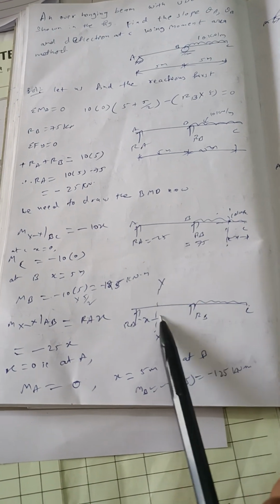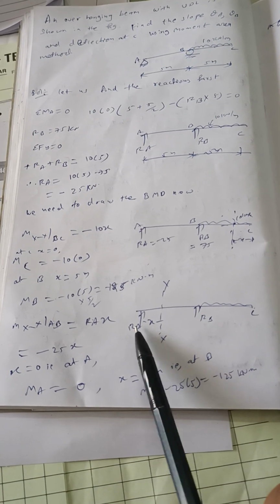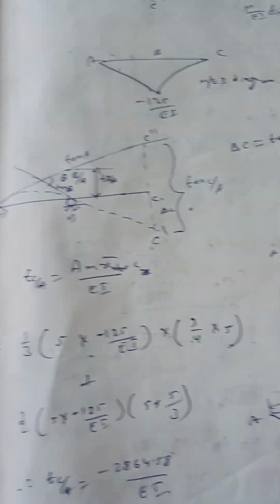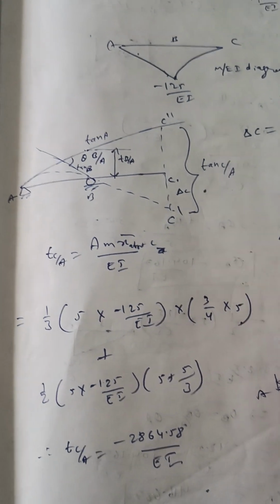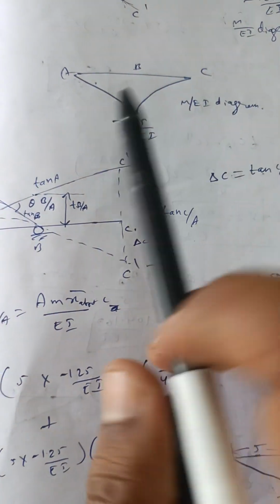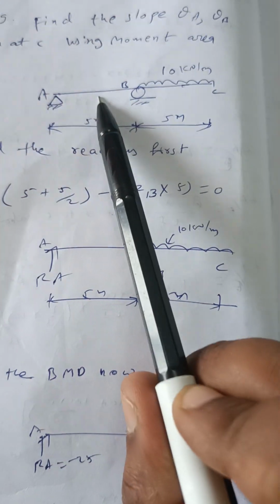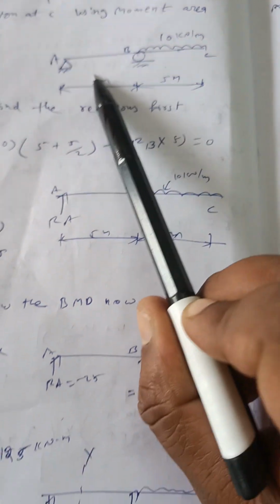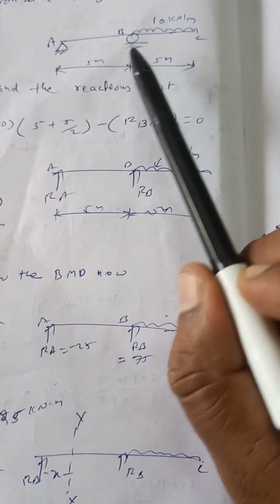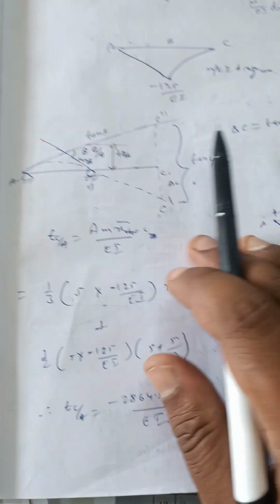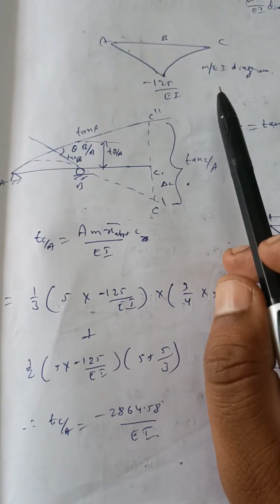Similarly, next, from here I have taken, anywhere we can take x. In this way, this is my bending moment diagram as well as the M by EI diagram, because here the I values are the same. Here it is not mentioned as two different I values. The I values are the same here. Therefore this is my M by EI diagram.